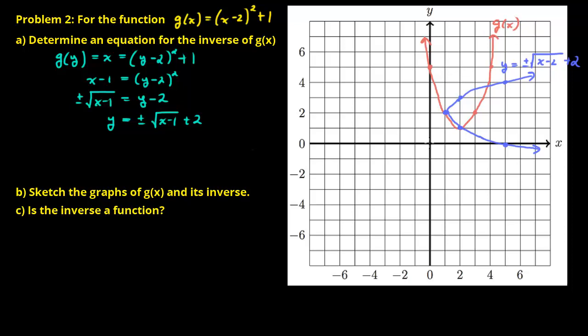Okay, so we already talked about how the graph of the inverse of a function is going to be a reflection about the identity line. So here let's graph the identity line. It's just the line y is equal to x. So let's go ahead and graph that.